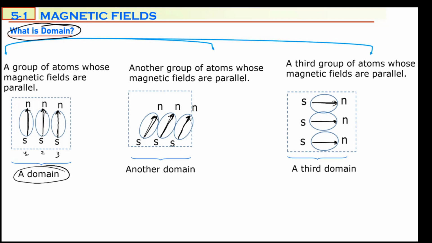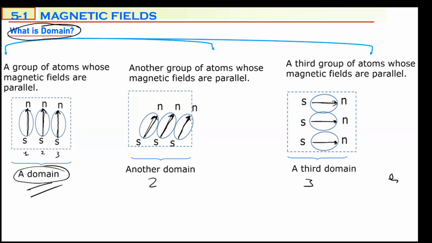A third domain. So there can be billions of domains made of these atoms whose magnetic fields are in the same direction. A domain is that group of atoms whose magnetic fields are parallel: one domain, second domain, third domain, fourth domain, fifth domain. Basically, atoms are like students who are good friends: if their characteristics are close to each other, they like each other and become friends.